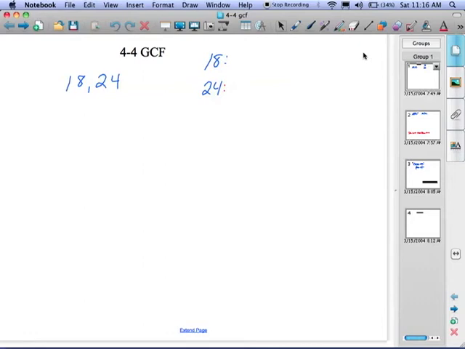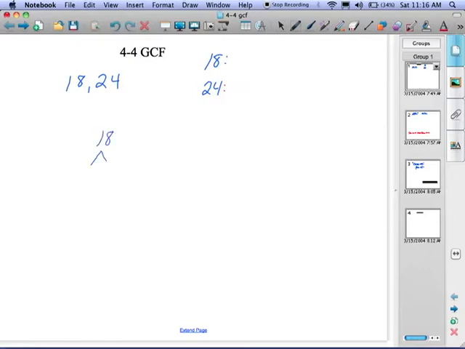4-4, greatest common factor, GCF. Today, we're going to expand on what you did yesterday with prime factorization. Today, we're going to have two numbers in a list. Here we have 18 and 24, and you'll need to find the prime factorization for both numbers.